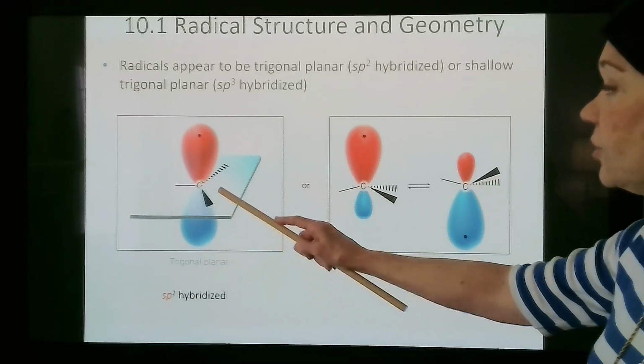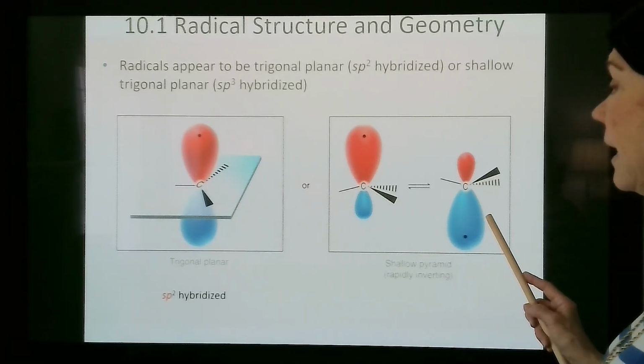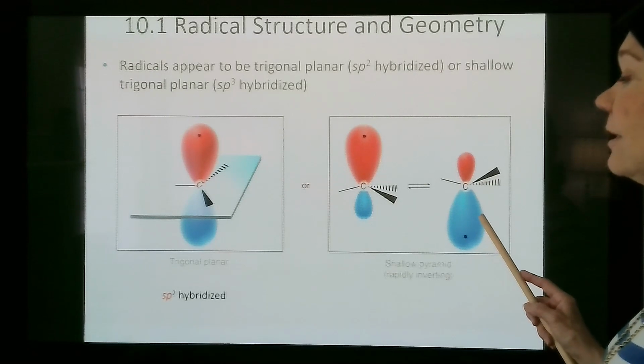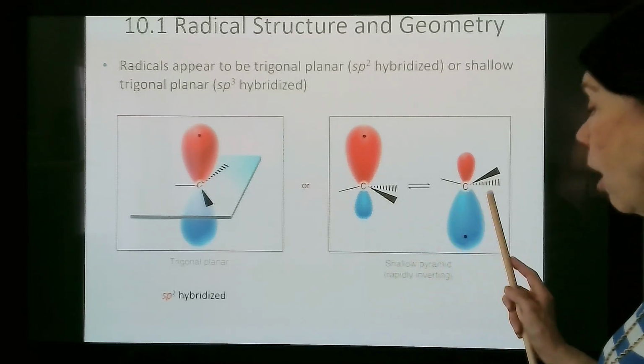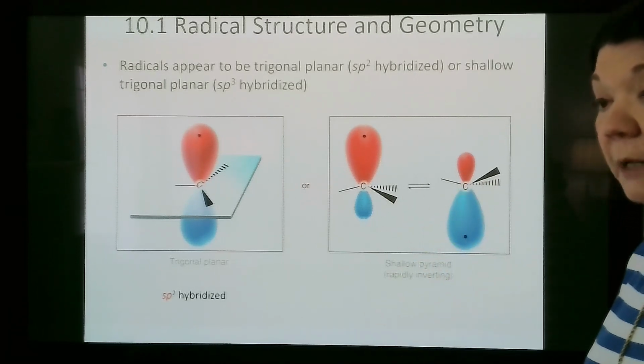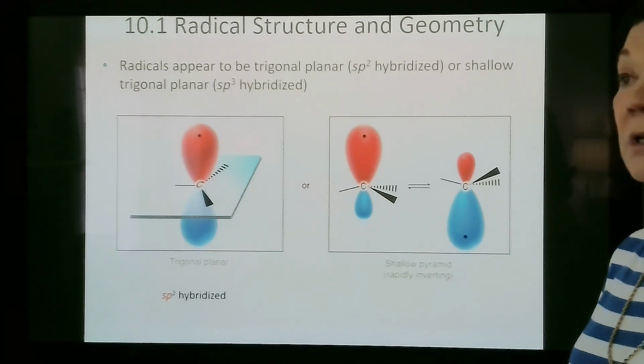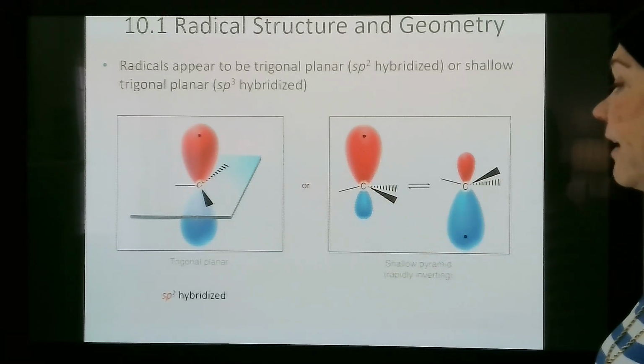And so here, this is sp2 hybridized. This would be sp3 hybridized, but you would consider it almost planar. So any stereochemical considerations, you would need to regard this as planar or very close to planar.